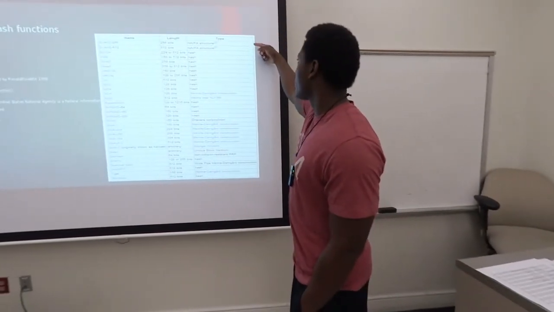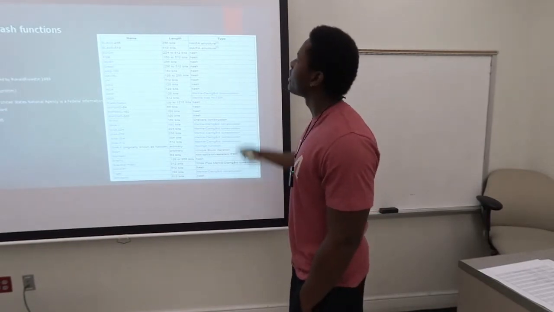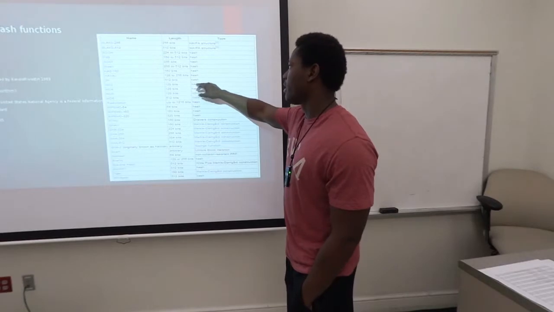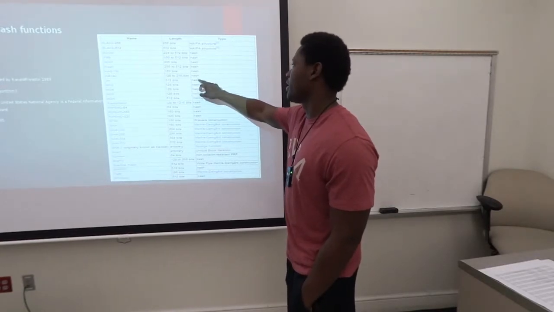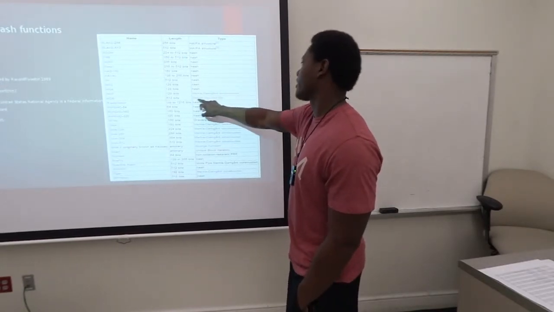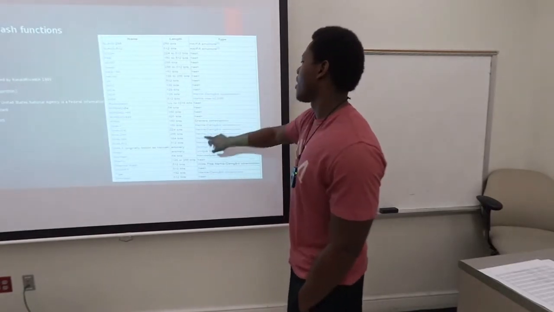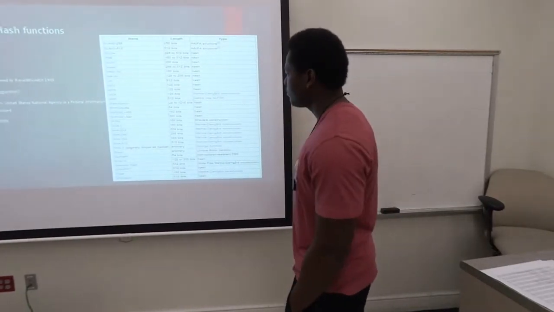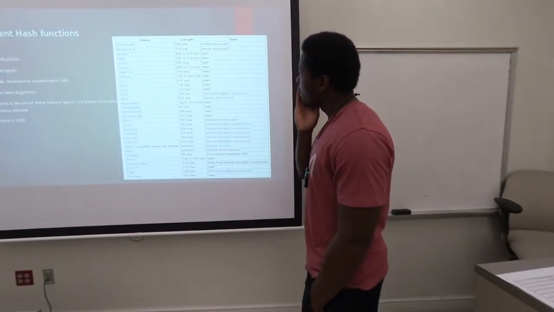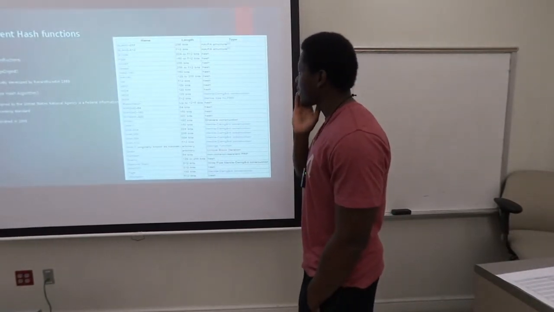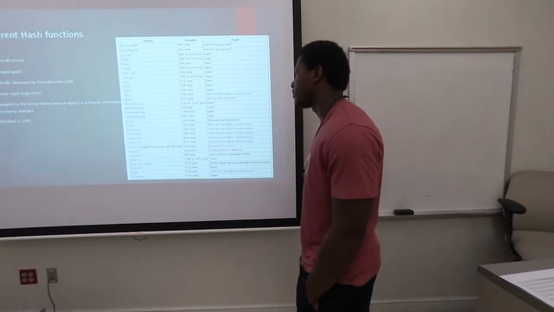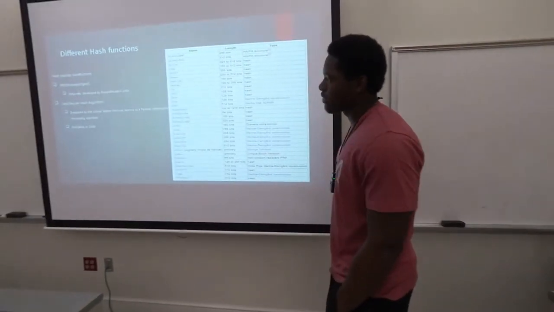And here are all the other hash functions that can be used. As you can see, they're updated versions of each other, like MD2, 4, 5, 6 being the latest one, and SHA-1, 2, and all the rest of them. Well, I think the basic idea is that you want to use the latest one because it's the most secure.